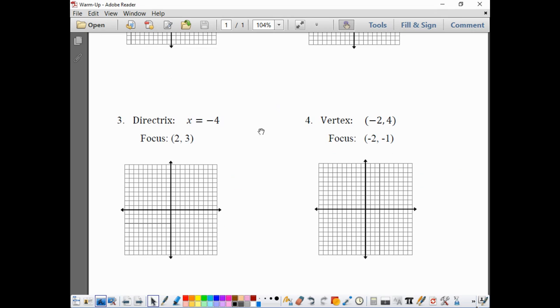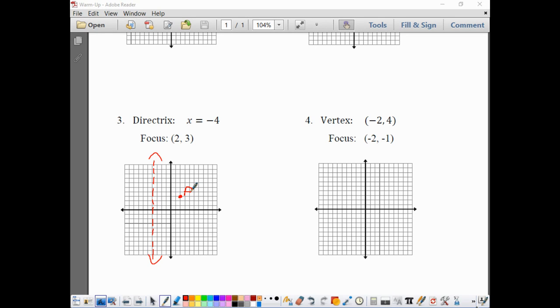All right, I got a couple more. Directrix is at x equals -4. Go ahead and graph that. Focus is at 2, 3. Label that with the focus. Now this is one case where you don't have the vertex. It's not given to us. So you need to understand the vertex is going to be halfway between the focus and the directrix.